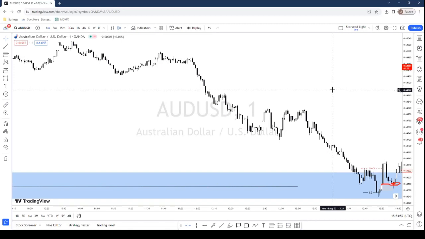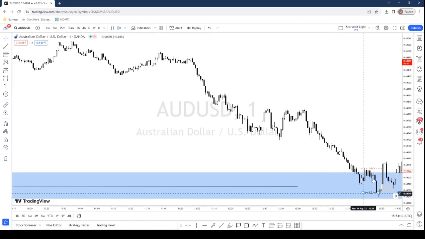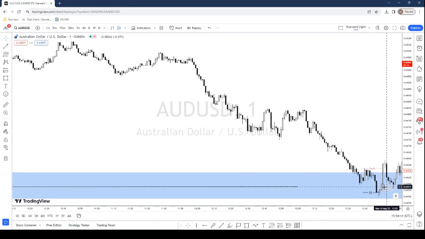And then this would be my stop. This would be my entry, and I'd use this as my target. Okay, perfect. But are you aware that you have chosen the fair value gap to trade? Now we are trading the fair value gap, right?